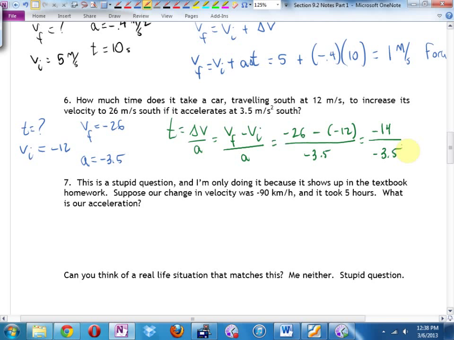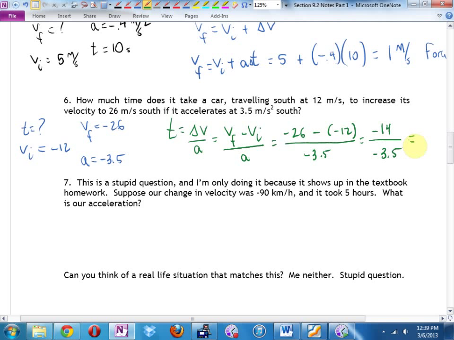By the way, what is a negative divided by a negative? See, that's good because time is a scalar. If I got a negative time, then Einstein would be saying, I'm sorry, no, you've made a mistake. The universe is actually taking care of the math. What is negative 14 divided by negative 3.5? Is it 4? It is?